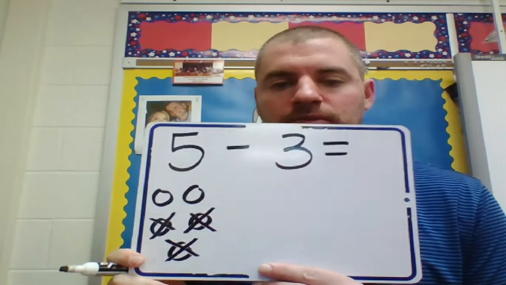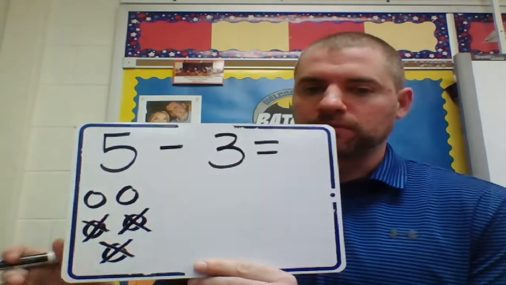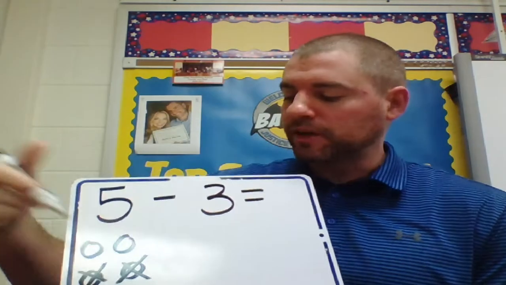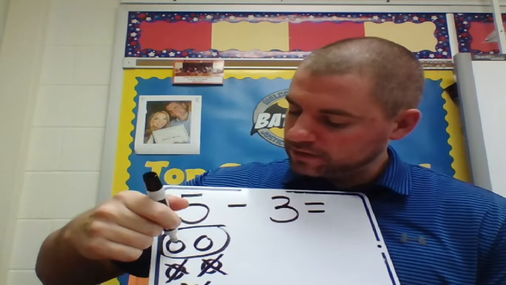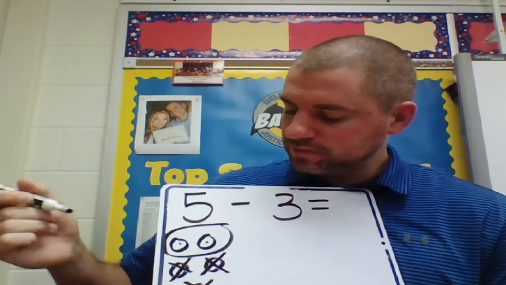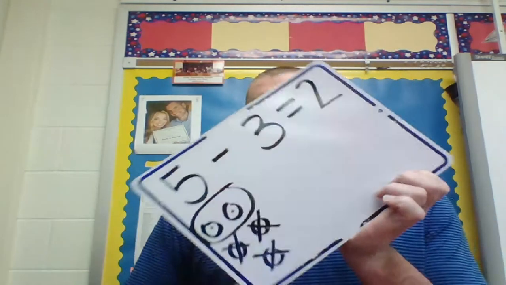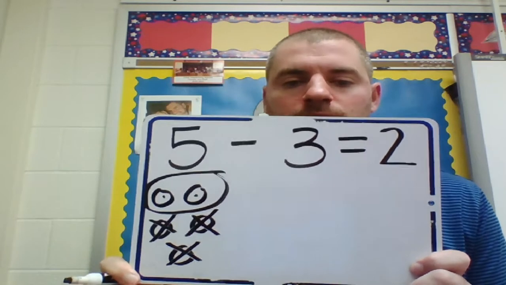Now, to find our answer, which is called the difference, all we have to do is count what we have left over, which means the ones we did not cross out, the ones we still have, which are right here. And to show that, I can even circle them with one big circle and then count what's inside. So I have 1, 2. So that's going to be my answer. That's going to be what's called the difference. And I can write it right next to my equal sign. So now my subtraction sentence says 5 minus 3 equals 2.